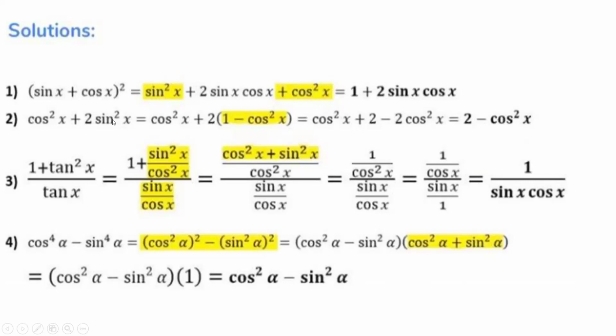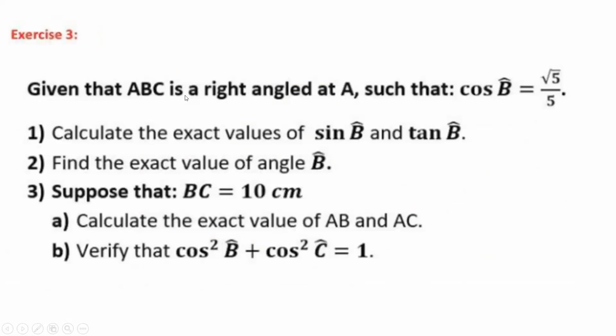Cosine squared x plus 2 sine squared x, is it equal to 2 minus cosine squared x? So instead of sine squared x, I write 1 minus cosine squared x from the fundamental relations. I multiply it by 2, so I get 2 minus cosine squared x. I have this relation. I should verify that it's equal to 1 over sine x cosine x. Also, I use the fundamental relations and I verify it. So please practice verifying these equations, it is very important.